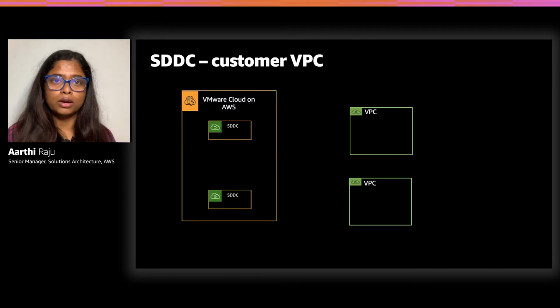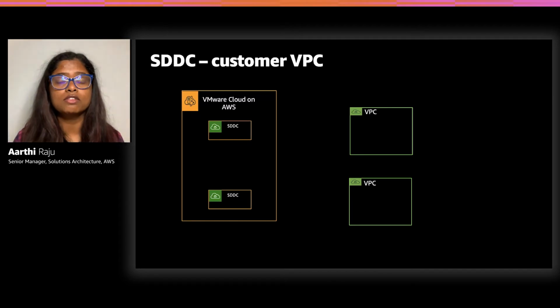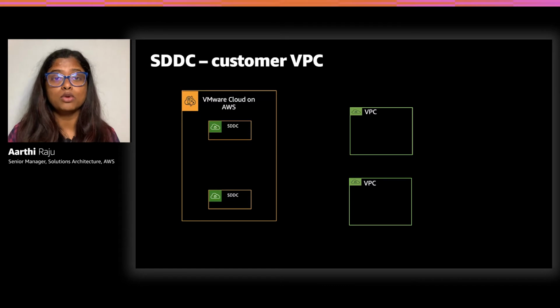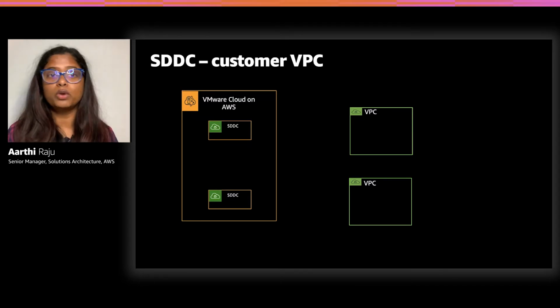The next one is from your SDDC into your customer VPC. And this is a very important ask from our customers because a number of our customers want to connect to AWS, native AWS environments to communicate to AWS services. So when we built the service, we wanted to make sure that's taken care of and automated for customers.